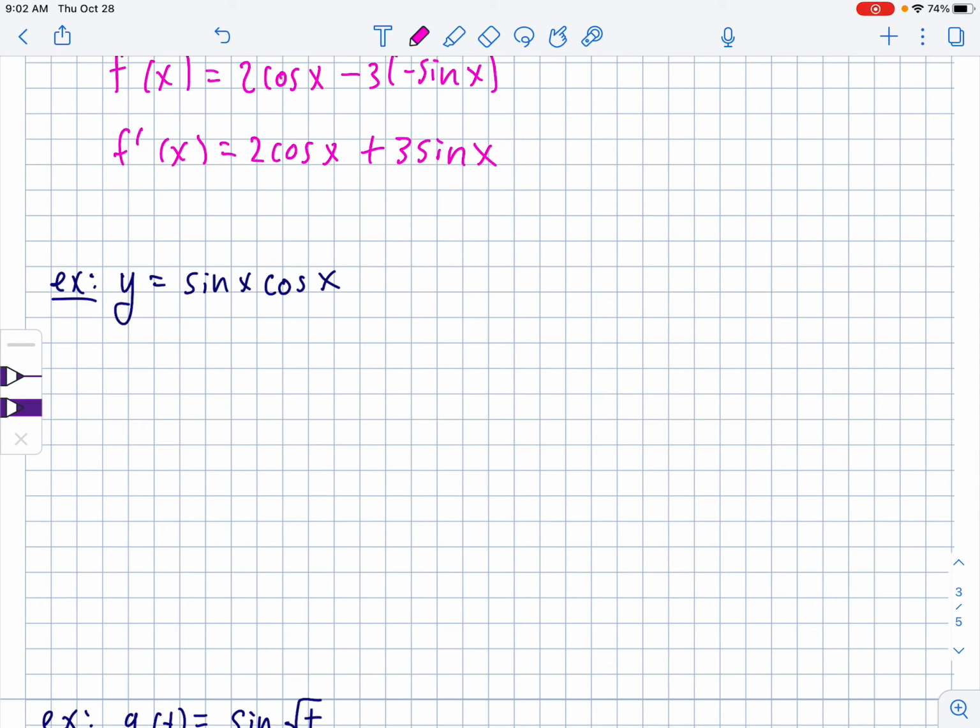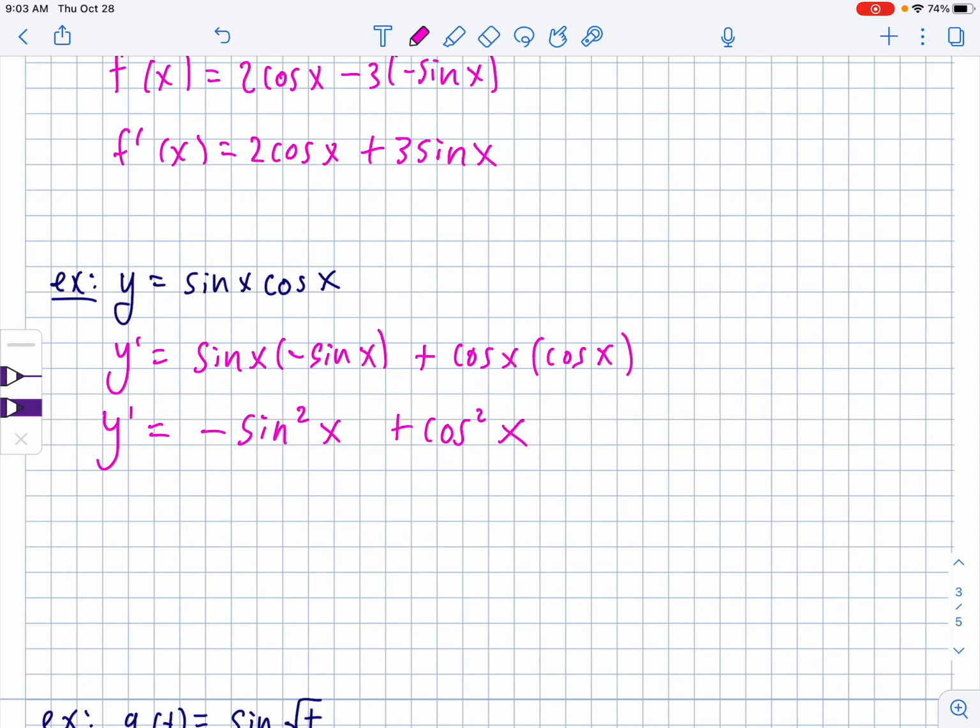The next one is a product rule, which is first d second. So first d second, oh sorry, I forgot an x in there. So first d second, the derivative of cosine is negative sine of x, plus second d first. So when you have sine times sine, that's sine squared. So this is negative sine squared x plus cosine squared x.